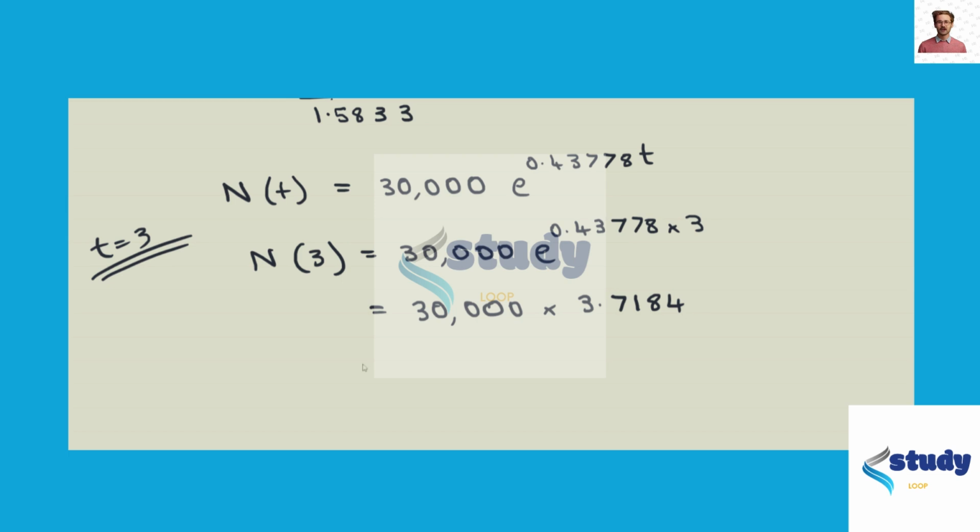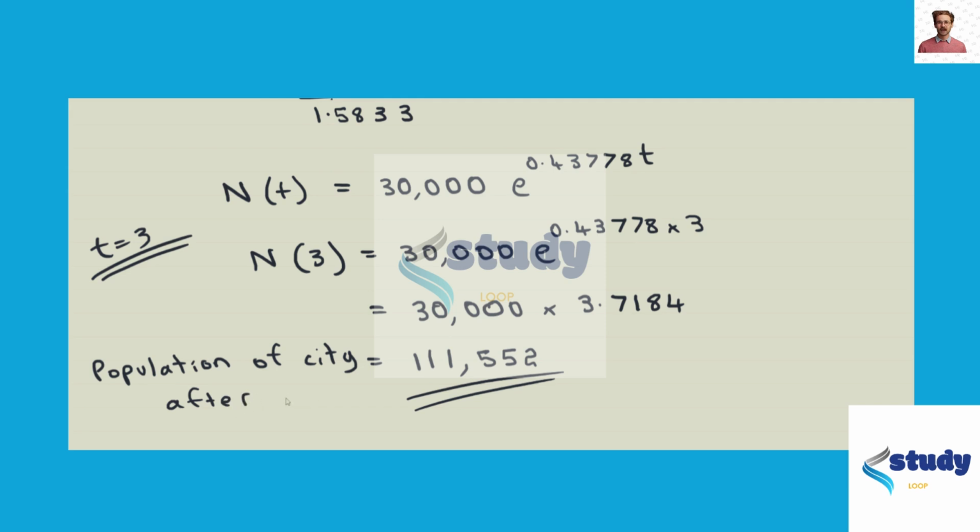When we compute e raised to this power, we get a value of 3.7184. So 30,000 times 3.7184 is equal to 111,552. This would be the population of the city after 3 years. So this is how we solve the given question.